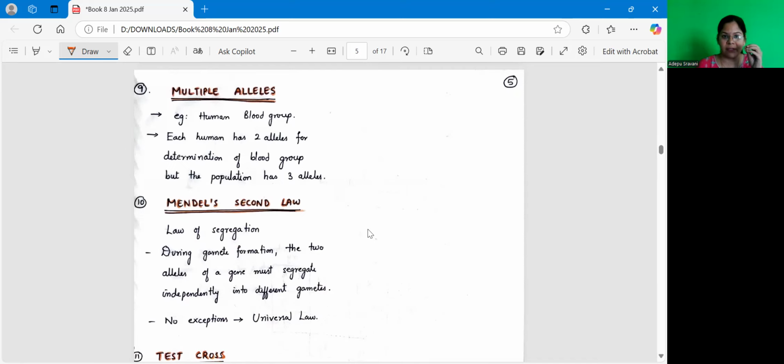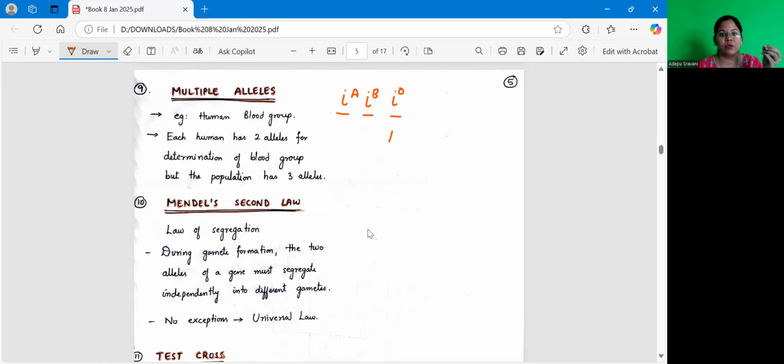Now, the allele will be your I. It will be IA, then IB, and I naught. These alleles are nothing but genes, as I've told. Clear? So these are the 3 alleles by which we can denote our blood group. So usually, a common person will not call it I there. They'll simply say A.